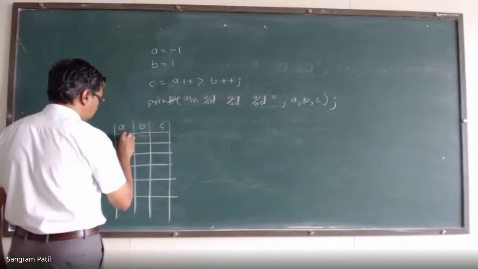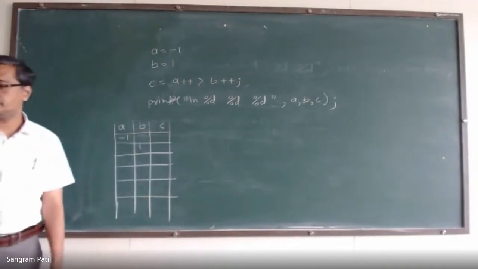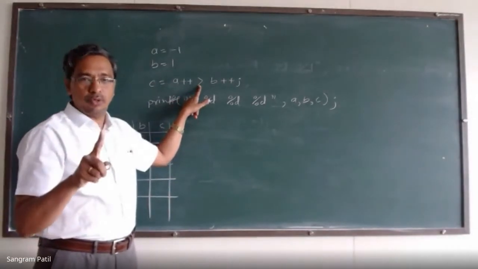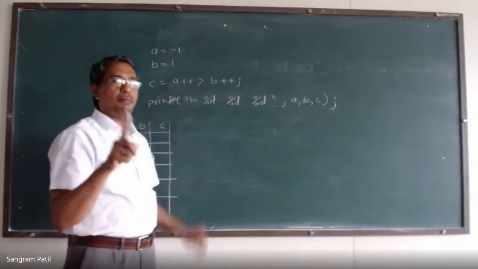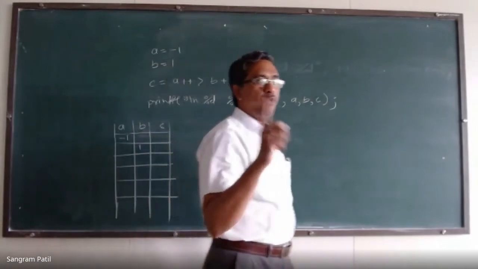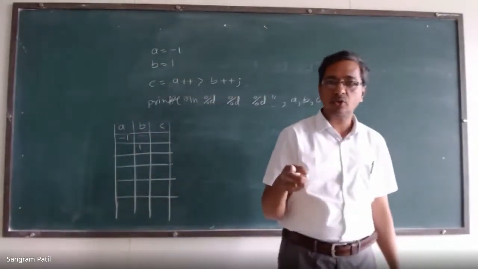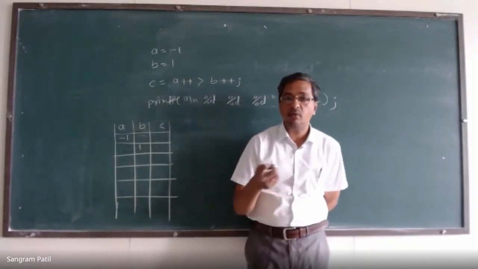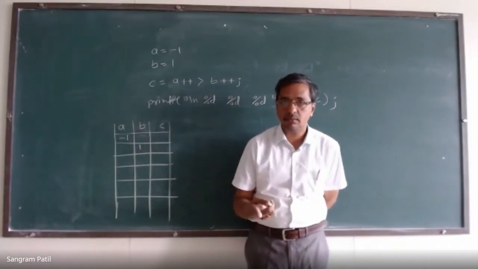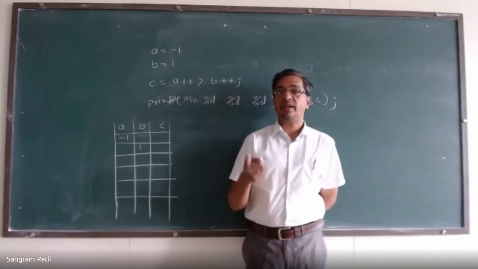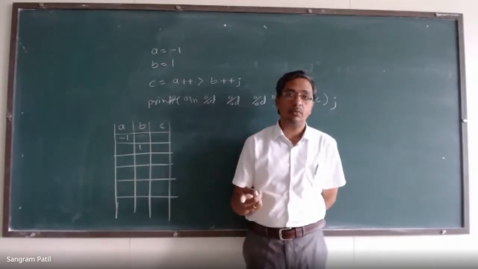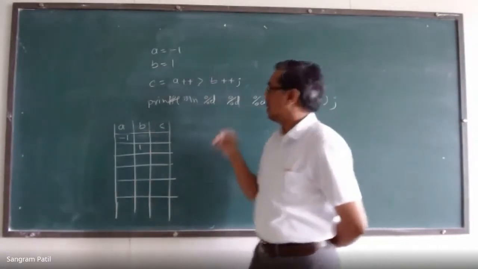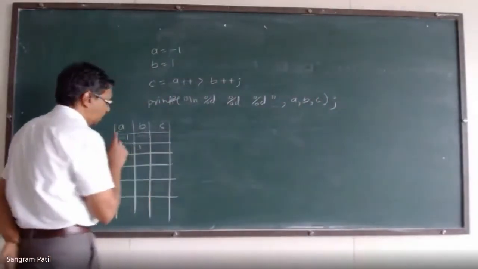A is -1, B is 1. This is allowed. It is not compulsory that we have to use relational operators only for the condition, like in if, in for, in while, or in do while. Greater than, equal to, less than, equal to, and not equal to. We can use this in an assign statement also. So the value of A is -1, the value of B is 1.